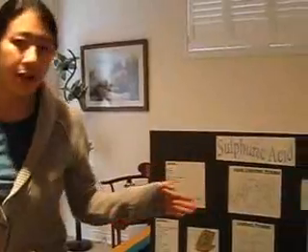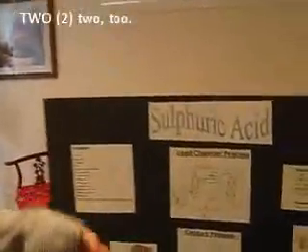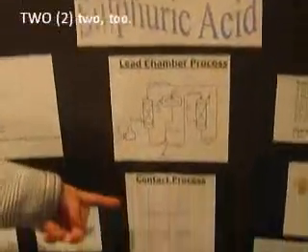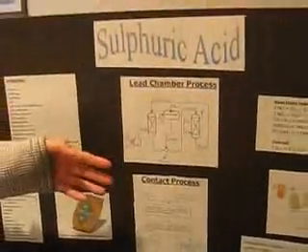There are two main processes of producing sulfuric acid, the lead chamber process and the contact process. In both processes, sulfur, iron sulfide, or hydrogen sulfide are burned to produce sulfur dioxide. After that point, the process is split. First, I will talk about the lead chamber process.